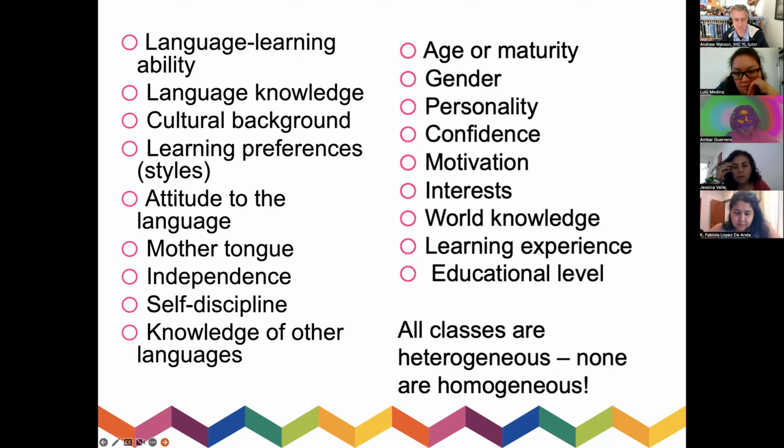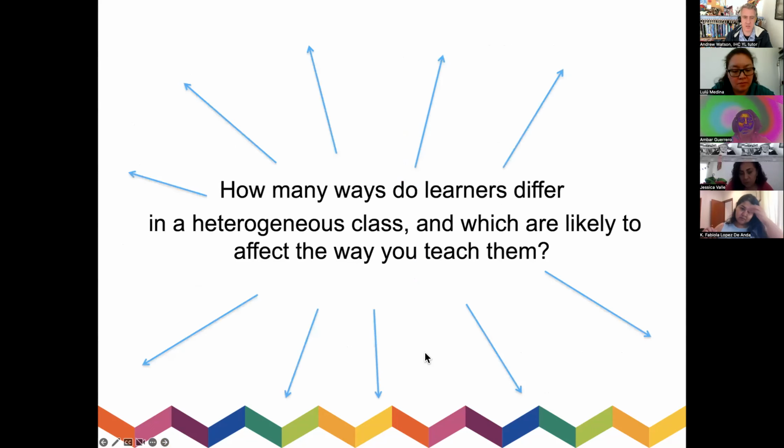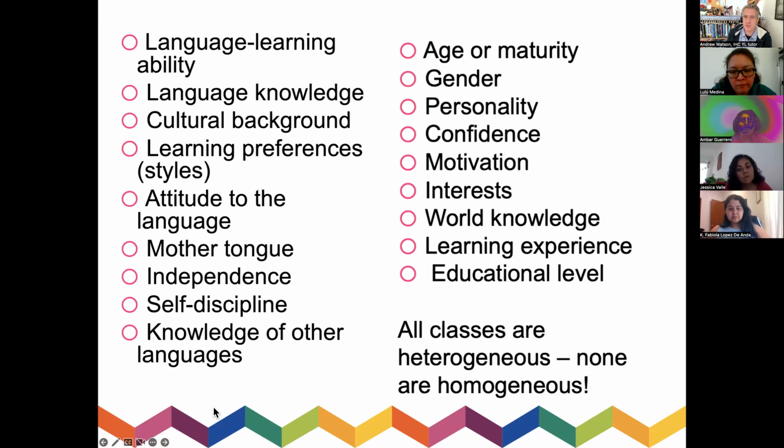For Spanish speakers, especially here in Mexico, it's going to be easier to learn English than for Koreans or Chinese, because they have very different mother tongues. Their independence as learners, their self-discipline, the knowledge of other languages that will help or hinder, their age or maturity, their gender, personality, their confidence, their motivation, their interests, their world knowledge, their learning experience, and their educational level.